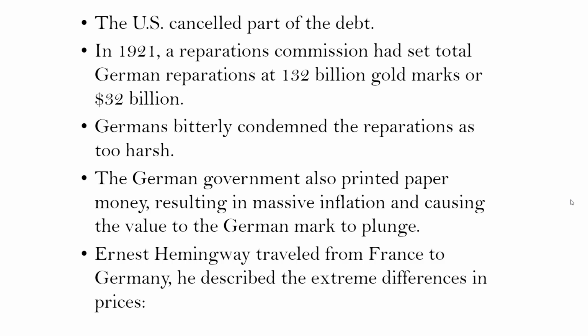Germans bitterly condemned the reparations as too harsh. They're saying that's too much, too expensive. We can't pay that. And so what Germany started to do as a result, in order to try and pay back their debt, is the German government started printing paper money to just pay back that debt because they owed so much. But what happened as a result of that is it caused massive inflation. And again, the German mark lost its value because the government was just printing off too much money.